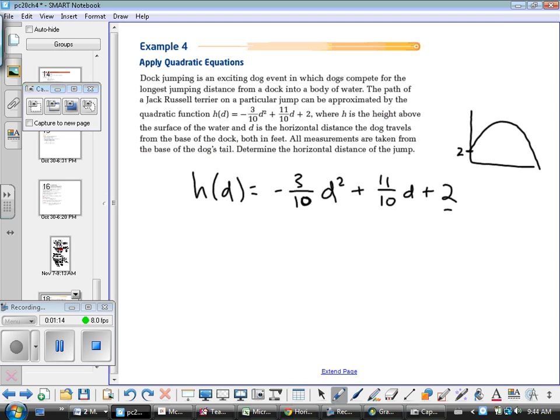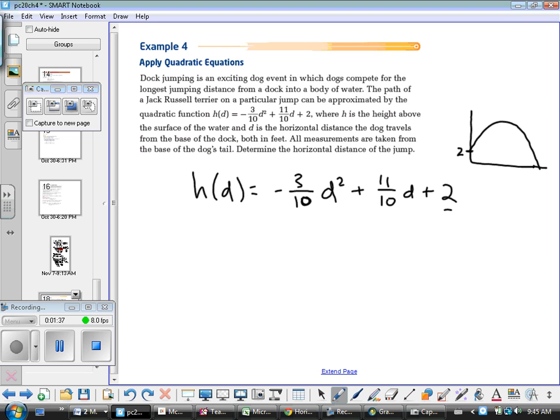And I know that it opens down, okay? I know that it's going to be kind of wide, right? But what I don't know is how far it's going to travel, okay? So that's in feet. So h is the height above the surface of the water, and d is the horizontal distance. And all measurements are taken from the base of the dog's tail, not overly relevant. Determine the horizontal distance of the jump.